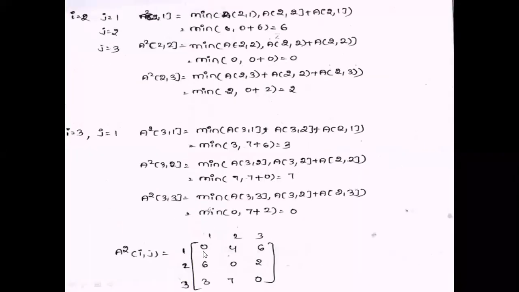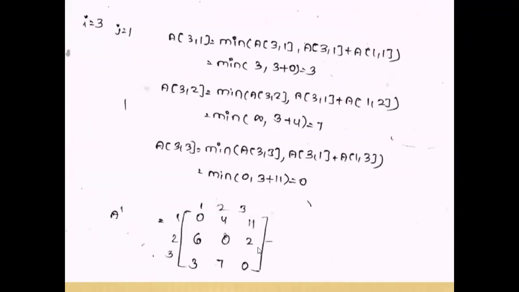So same, 0, 6, 3. The only difference is 11. 11 means you are finding the shortest path from 1 to 3 through intermediate vertex 2. A square means we are finding all the shortest paths from 1 to 1, 1 to 2, 1 to 3, 2 to 1, 2 to 2, 2 to 3, 3 to 1, 3 to 2 through intermediate vertex 2.